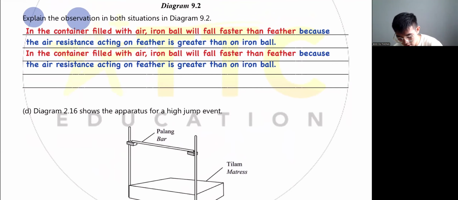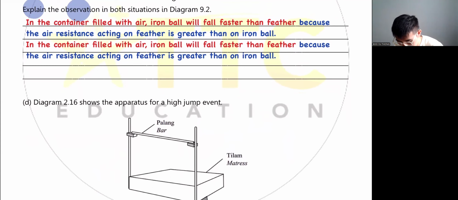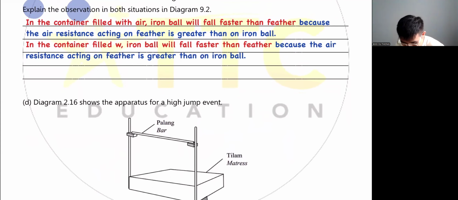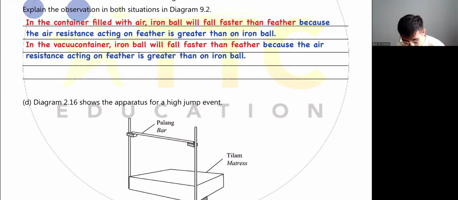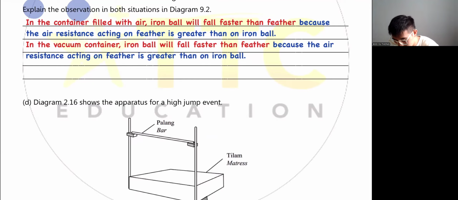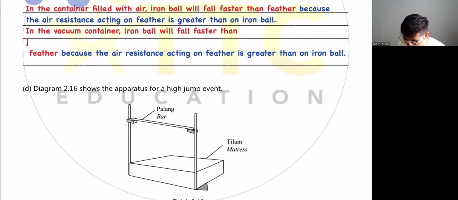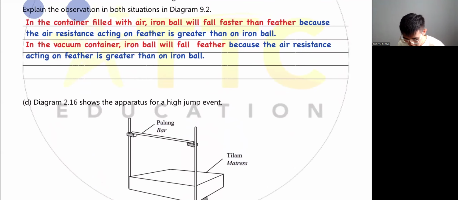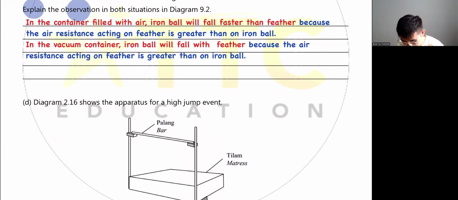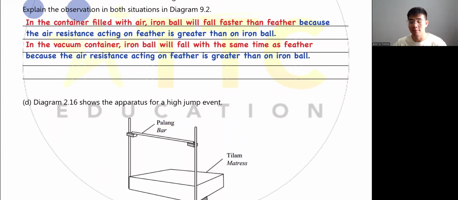Now for the other one, in the vacuum container. Instead of saying the container filled with air, now in the vacuum container, the iron ball falls at the same rate. Sorry, it will fall with the same time as the feather. They fall at the same time. They fall with the same speed. They reach the ground at the same time. Because what?